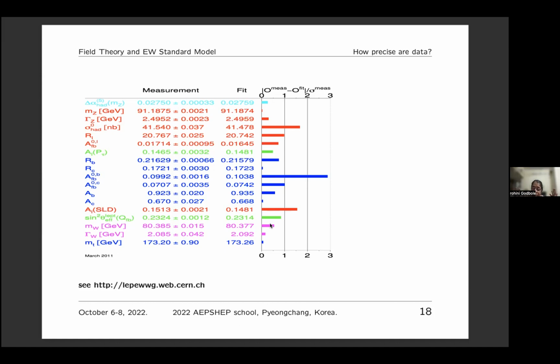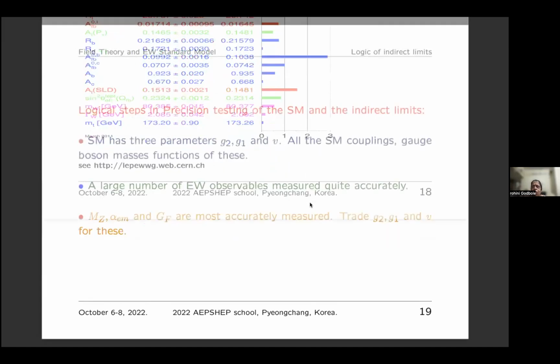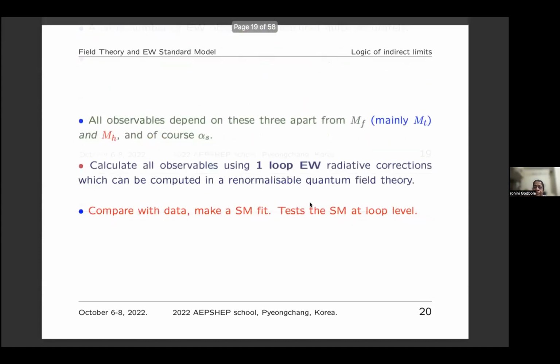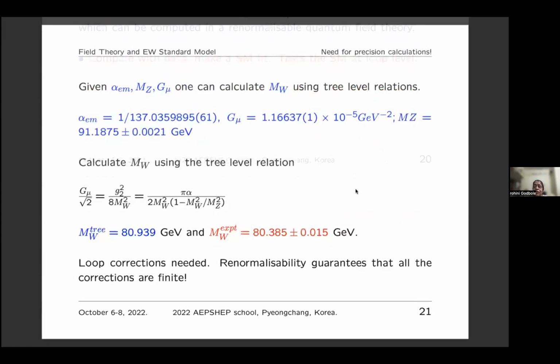The hypothesis that the standard model is the right model is indeed confirmed by this fit, except this forward-backward asymmetry, which has a pull of about 3 sigma, and that had bothered people for a very long time. I will not have time to discuss this at all. But let me go back here.